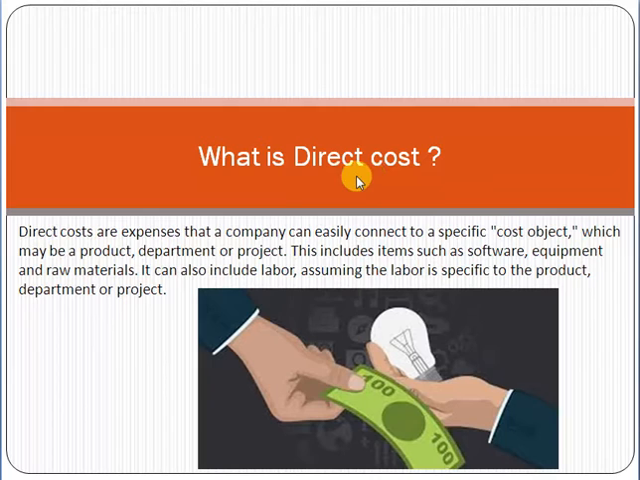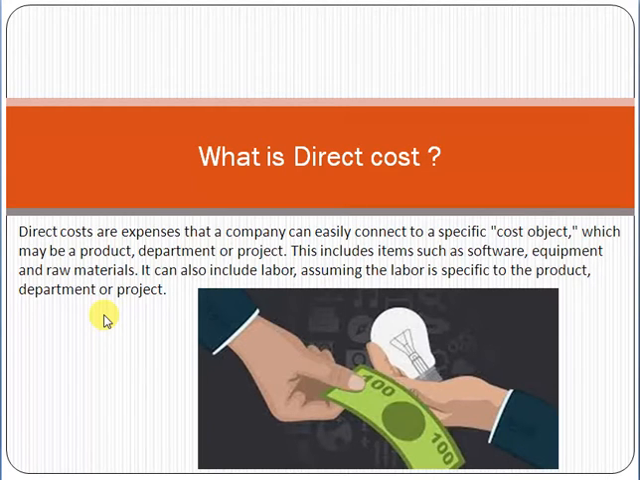So friend, direct costs are expenses that a company can easily connect to a specific cost object, which may be a product, department or project. This includes items such as software, equipment and raw materials. It can also include labor, assuming the labor is specific to the product, department or project. See friend, here if you just see from the definition of the term direct cost, a direct cost is an expense that you can easily link to an object.